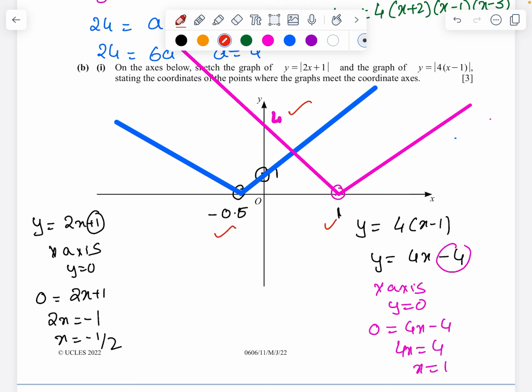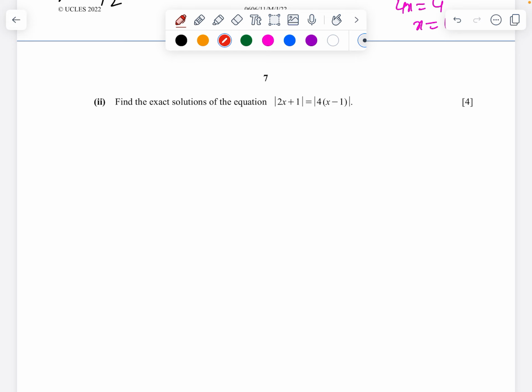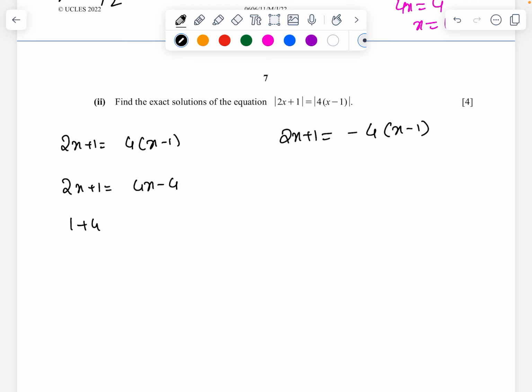And next, find the exact solutions for this one. So whenever you are taking out the absolute value, one time plus 2x plus 1 equals 4 times x minus 1, or 2x plus 1 equals minus 4 times x minus 1. So it becomes 2x plus 1 equals 4x minus 4, 1 plus 4 equals 4x minus 2x, 2x equals 5, x equals 2.5.